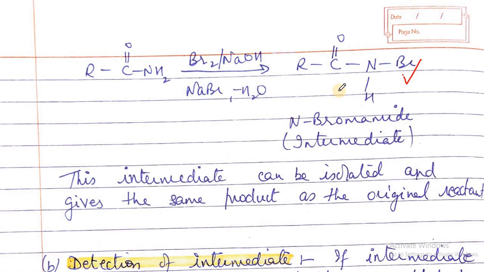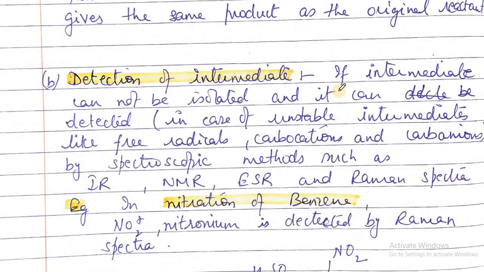If the intermediate cannot be isolated, it can be detected in case it is unstable, like free radicals, carbocations or carbanions. Then this intermediate is detected by spectroscopic methods such as IR, NMR, ESR, Raman spectra. Example, in nitration of benzene, nitronium ion NO2 positive is involved as an intermediate. This is detected by Raman spectra.